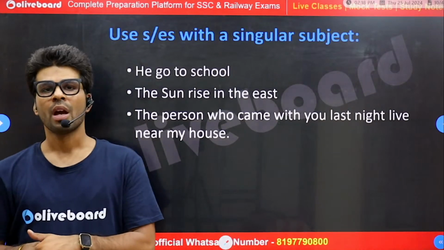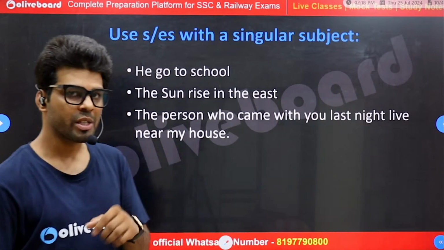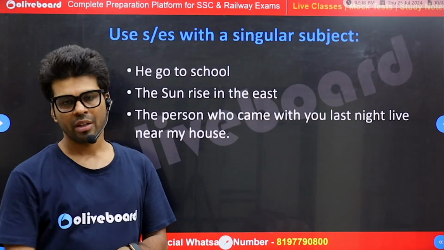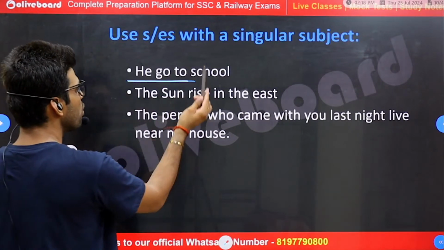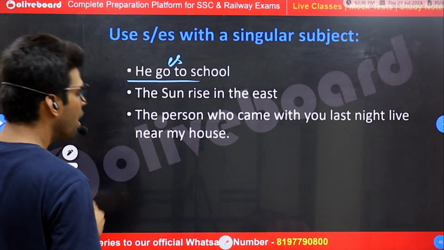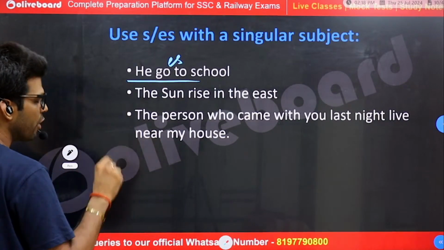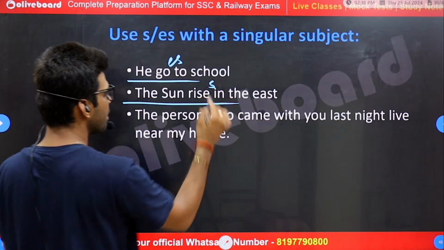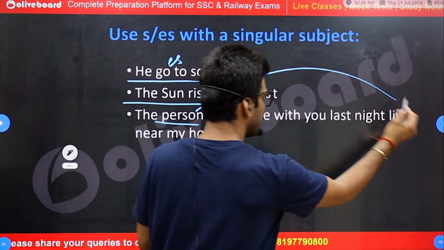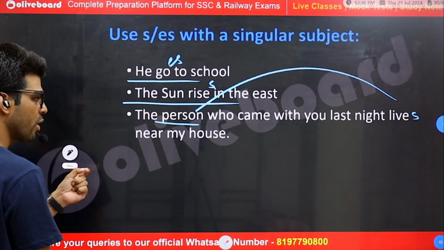For a singular subject, we put SES. Just a minute ago we discussed in present indefinite tenses because in past it is V2 for all the subjects, and in future it is modals will or shall with a fresh form coming after them. So he go to school, more than impossible, say he goes to school. The easiest error in English to determine, or the most difficult one, or the most highlighted one when it comes to the value of the errors. The sun rises in the east. It may be a little far. The person who came with you last night lives near my house. Okay, with a singular subject we put SES.